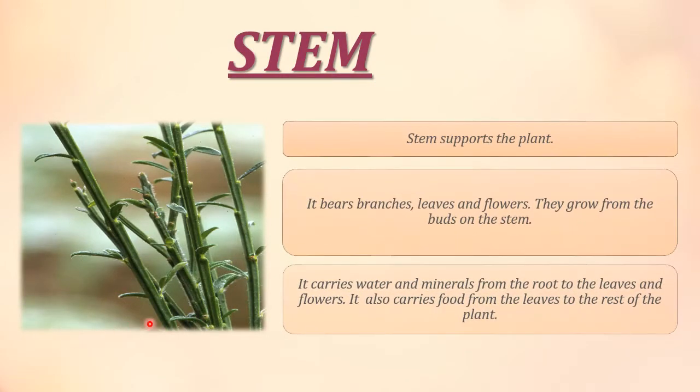The stem. The stem of a plant has three main functions. First one, it supports the plant. Second, it bears branches, leaves and flowers. They grow from buds on the stem. Third, it carries water and minerals from the root to the leaves and flowers. It also carries food from the leaves to the rest of the plant. There are thin tubes inside the stem that carry water and minerals. There are separate tubes for carrying food.